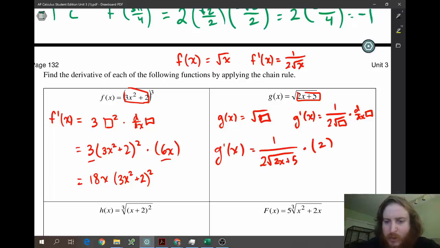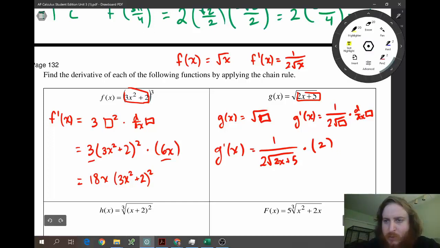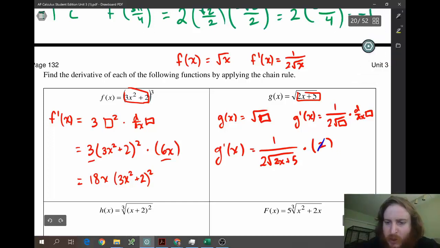Okay, now, be careful about what you cancel. You can only cancel things that are outside of the square root with things that are outside of the square root. I've seen a lot of people try to do that. That does not work. But you can cancel the ones outside of the square root. So that gives us g prime of x equals 1 over the square root of 2x plus 5. That does work. And there's our answer.